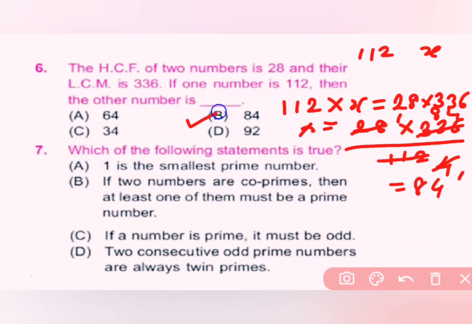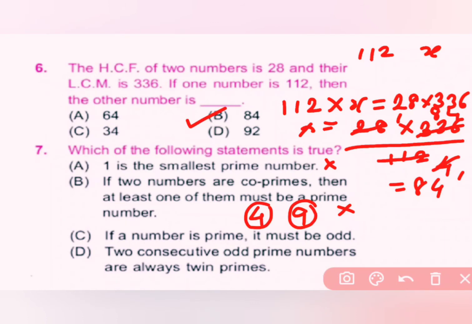Question number 7. Which of the following statement is true? Statement A. 1 is the smallest prime number. 1 is not prime number. Smallest prime number is 2. So this statement is wrong. Statement B. If two numbers are co-prime, then at least one of them must be prime number. 4 and 9 are co-prime number, but both are not prime. So this statement is wrong.